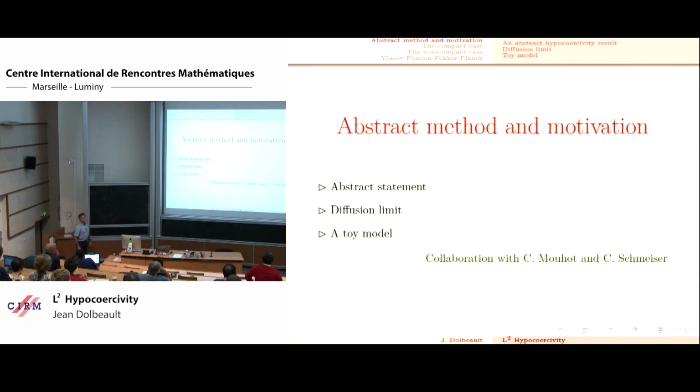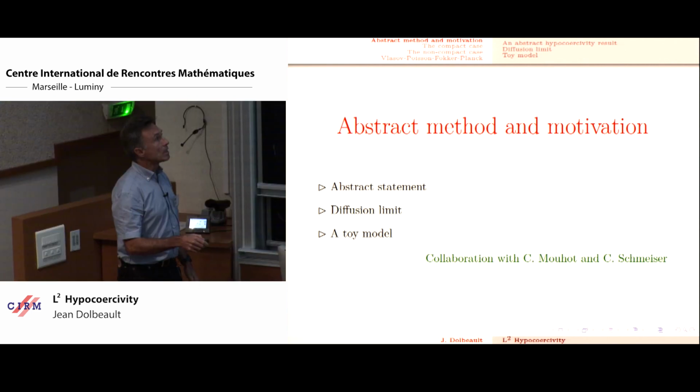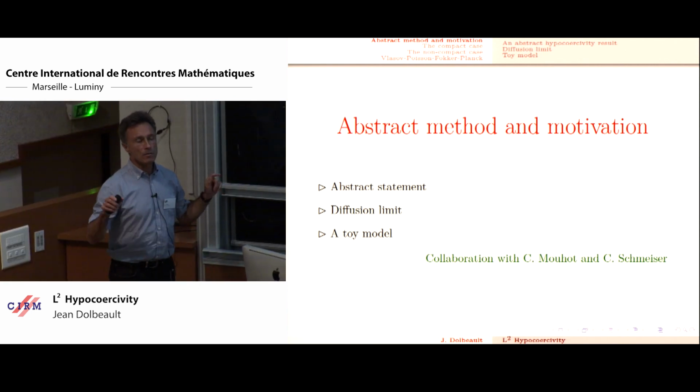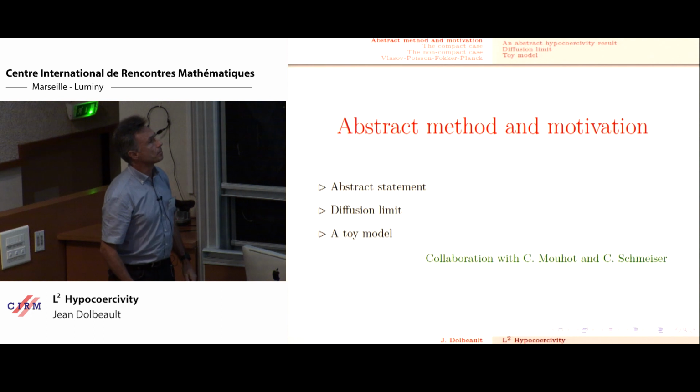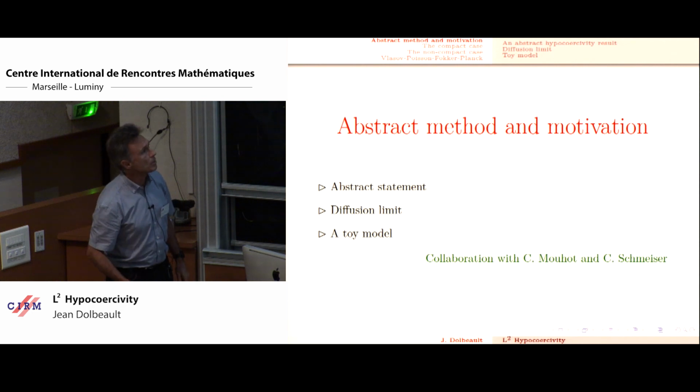Okay, so let me start with the first part and the abstract method. One of the key motivations for this method was to be consistent with the diffusion limit. Several times in the lecture I will mention it because this is part of the requirements that we have here. This story started long ago, 10 years ago, with Christian Mouhot and Clément Schmeiser.